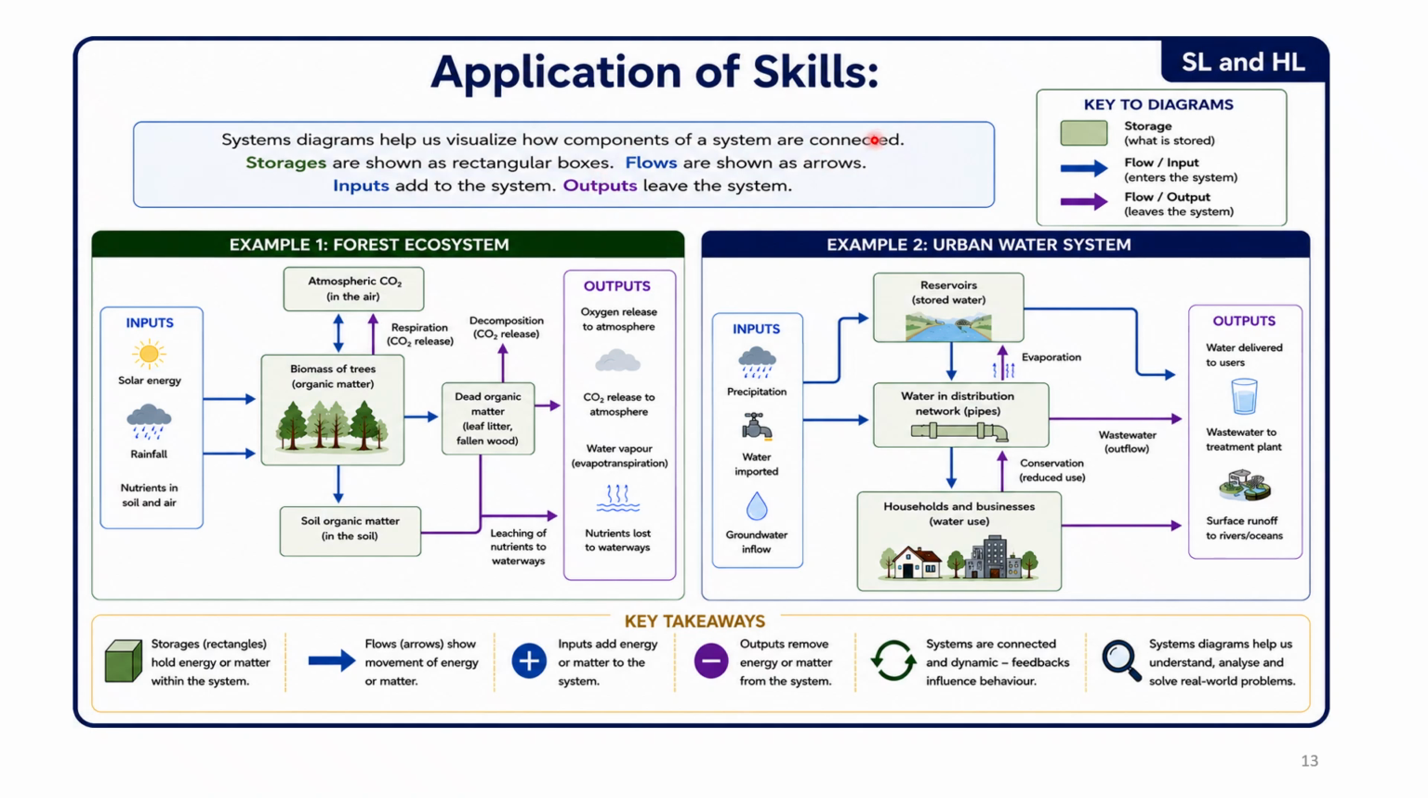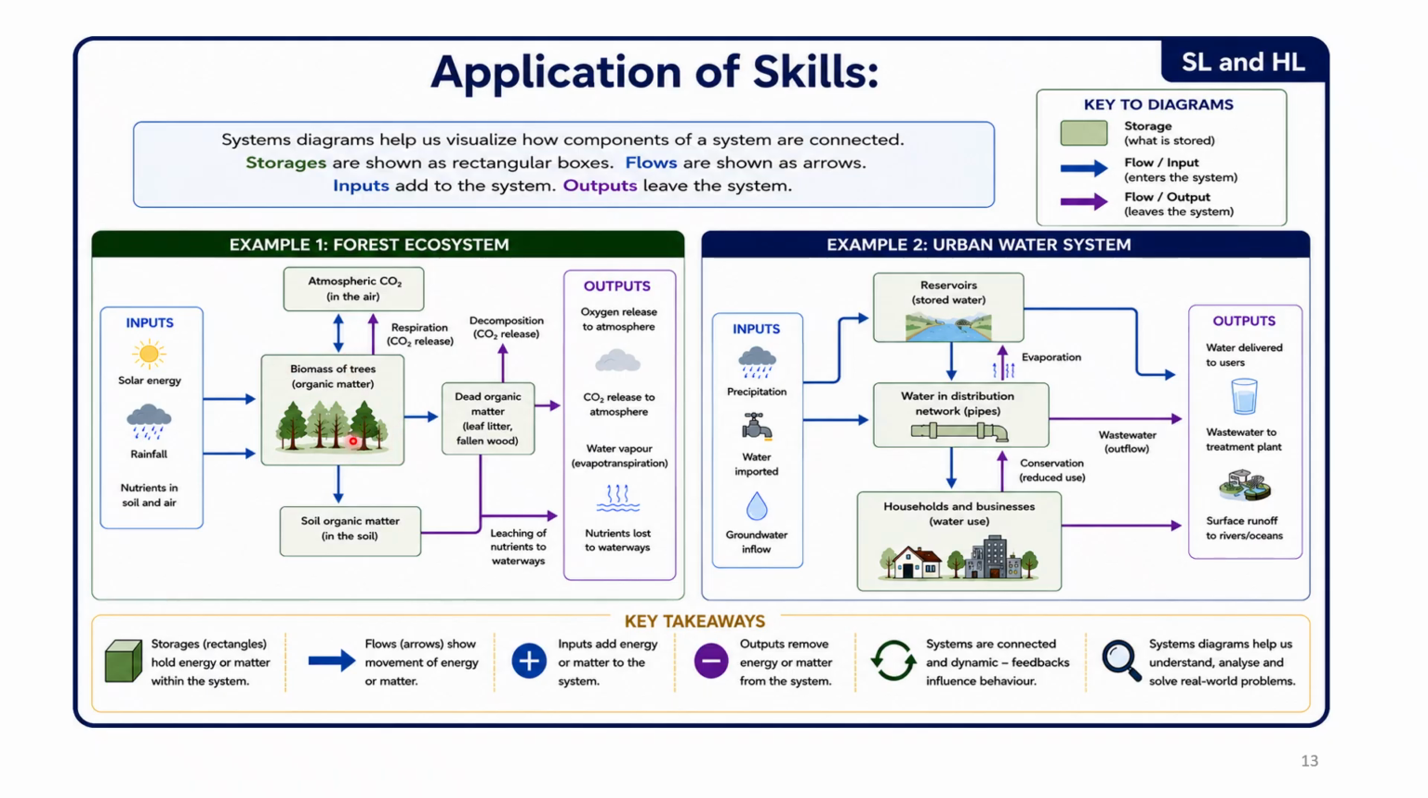Application of skills. System diagrams are used to apply systems thinking by showing how components, storages, inputs, outputs, and flows are connected. Storages are represented by rectangular boxes, while arrows show the movement of energy or matter through the system. The first example is a forest ecosystem. Inputs such as solar energy, rainfall, and nutrients enter the system and support plant growth.